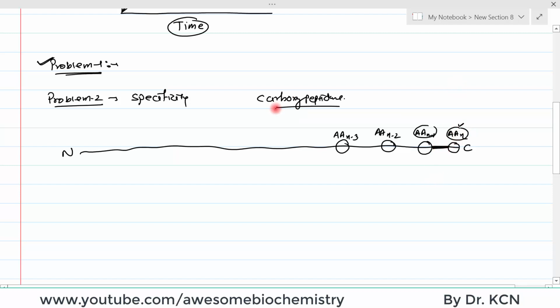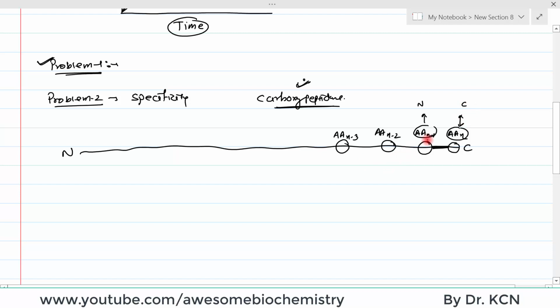Okay. So, the specificity of this carboxypeptidase lies in this peptide bond, and indirectly, as this peptide bond is dependent on these two amino acids, the specificity of this enzyme is dependent on two amino acids, and this amino acid is the N terminal side with respect to this amino acid, which is the C terminal side.